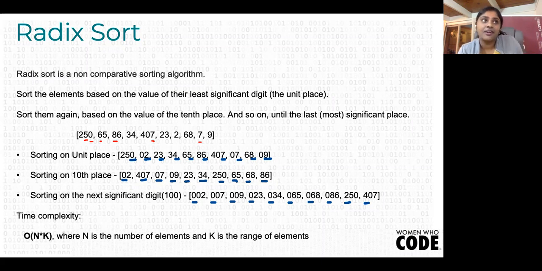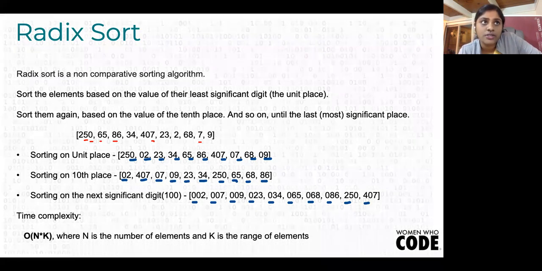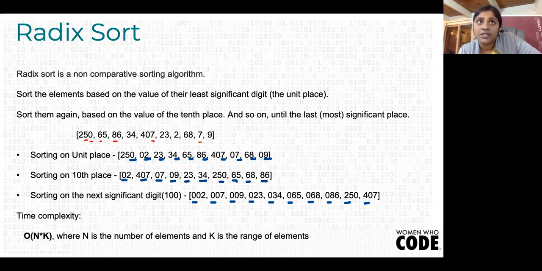Once that is done, we move on to sorting based on the next significant digit, which is the 100th position, and now we add leading zeros to compare. So 0, 0, 0, 0, 0, 0, all the single-digit elements, and then comes 250 and 407. We have repeated this for the range of the elements, which is 3 here, so we repeated it thrice.